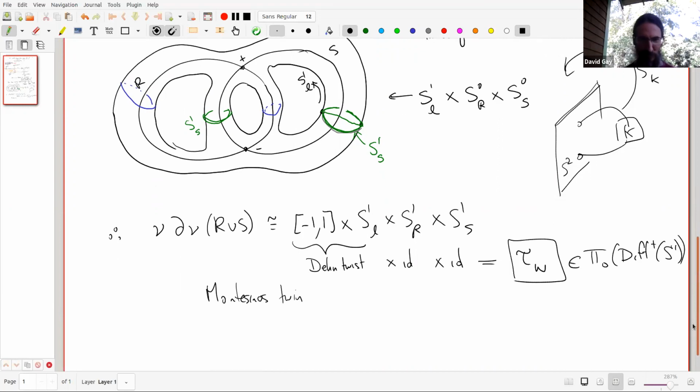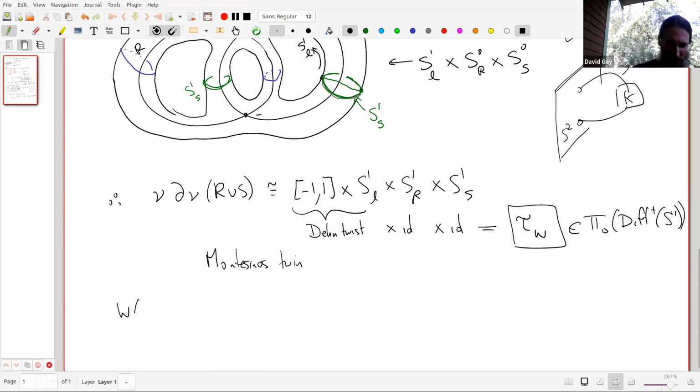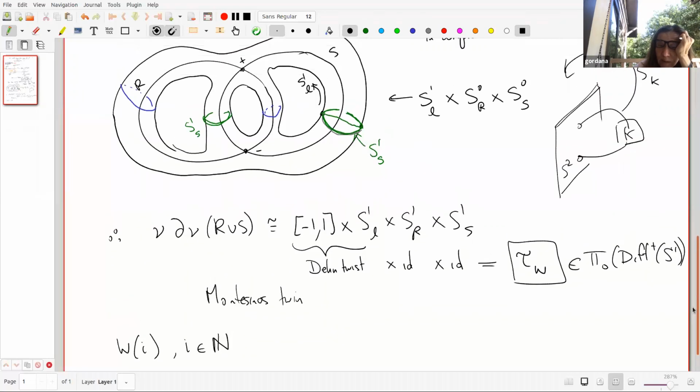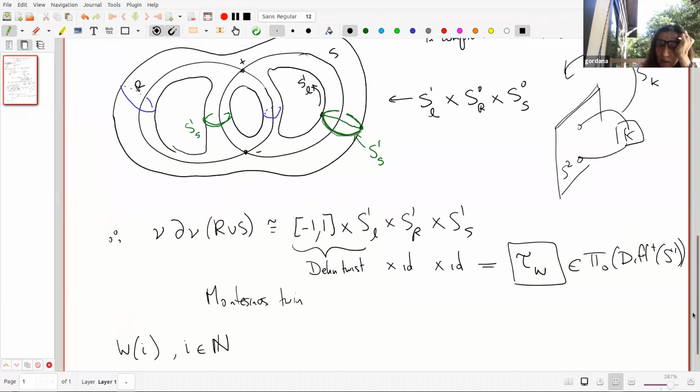Now I'm going to tell you what W_i is, for i a natural number. Actually, I'll just draw a picture of W of 3. What should I think about of this longitude? It's like the two arcs, one connecting the intersection points in one S, sort of the Whitney disk boundary. Yes, that's exactly right.